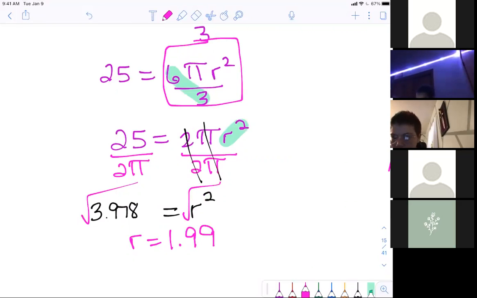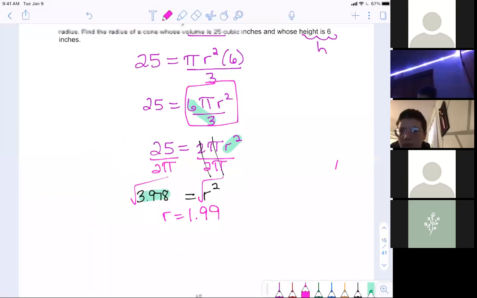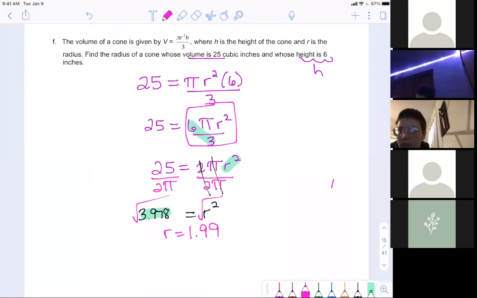So yes, I have a rounded number here, but I want you to use the entire value. Use that second answer function. Now, when we're dealing with formulas, we need to make sure that we're still labeling. Any type of word problem, we have to label our answer.